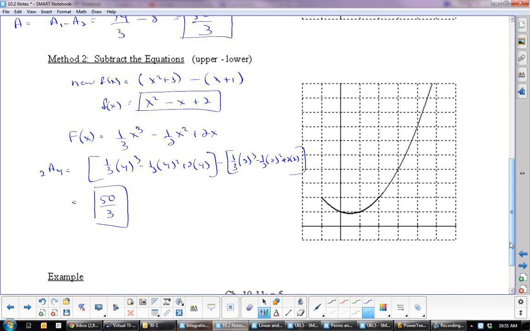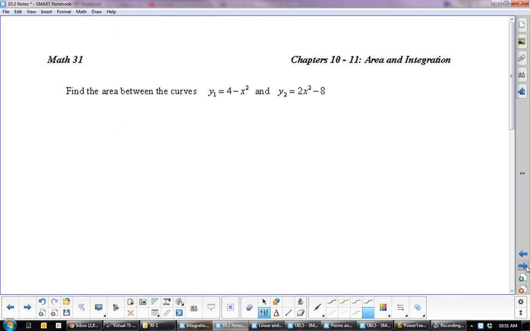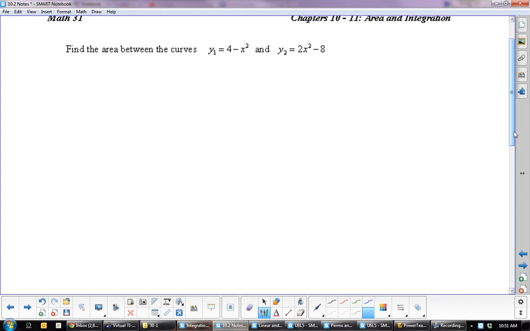One more example. Okay, so find the area between the two curves y1 and y2. Now they don't give us the limits. So that is where this second example comes in. We need to go and find where they actually intersect.